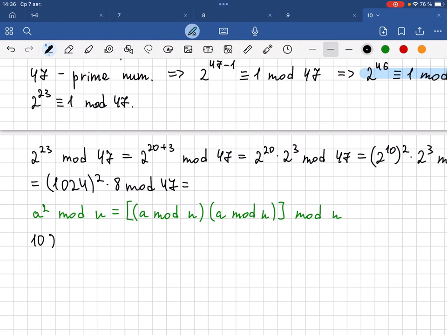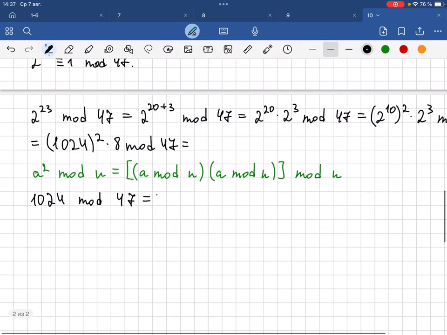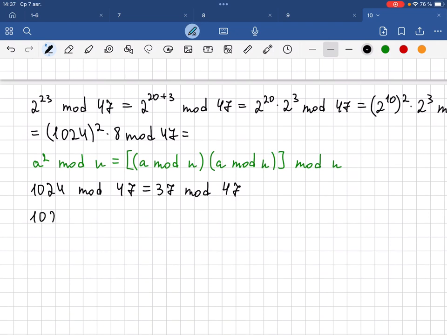So 1024 mod 47 is equal to 37 mod 47, due to the fact that we can express this number as 21 multiplied by 47 plus 37. And this is also equal to minus 10 mod 47.